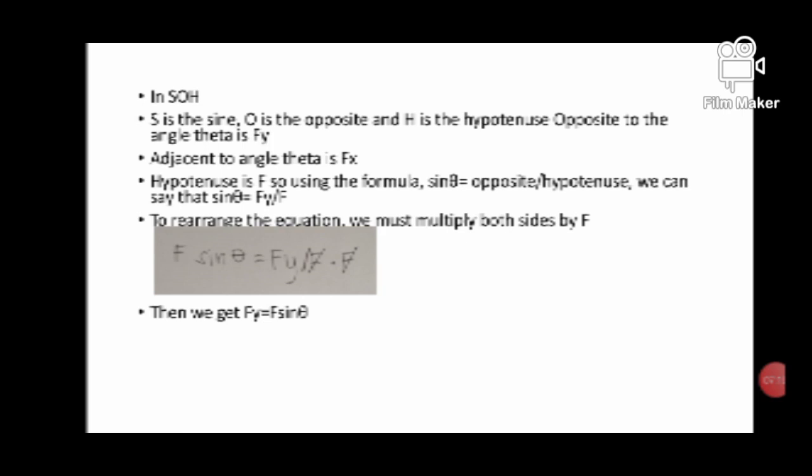The f at the right side of the equation would be cancelled, and then we should get fy is equal to f sine theta. We must remember this equation so we can use it later on in solving the problem.